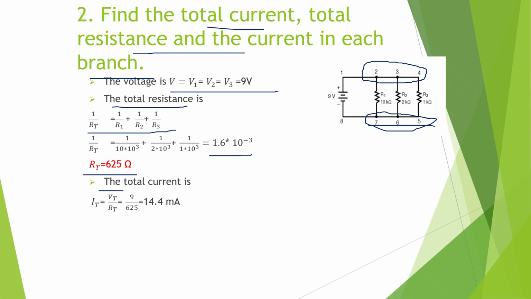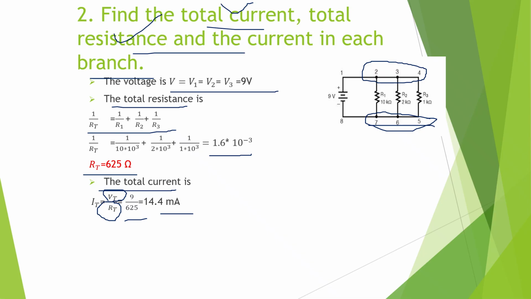Okay, then find the total current. That is the first question, which is I is equal to V by R, Ohm's law. So it is VT by RT. My voltage is 9 volt and my resistance is 625, so you divide it and you will find the total current. The total resistance has been found, the total current has been found. Then the current in each branch.